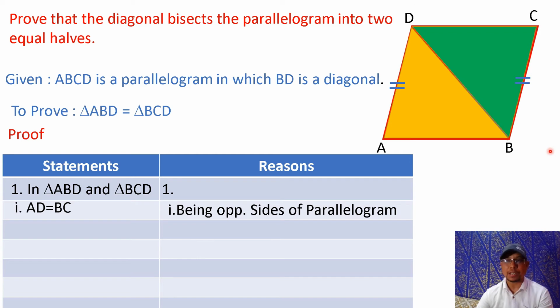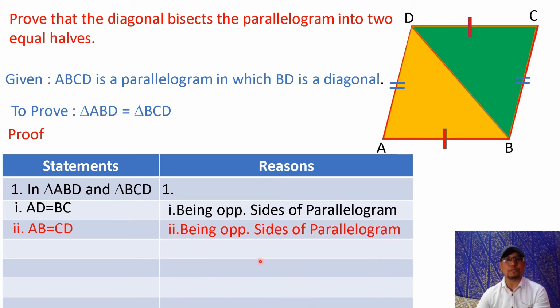Okay students, now let's see the second statement. In second, look at the figure again. Here the side AB of this yellow triangle is equal to the side CD of this green triangle. So let's write in two, AB equals CD. Now can you tell me the reason students? Yes, of course, these are also the opposite sides of parallelogram ABCD. So our reason is opposite sides of a parallelogram.